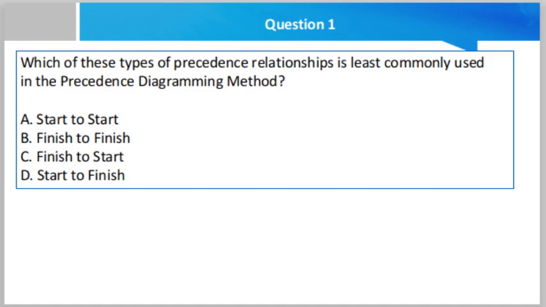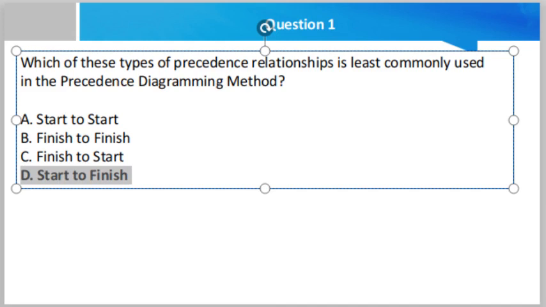So question number 1. Which of these types of precedence relationships is least commonly used in the precedence diagramming method? Options are start to start, finish to finish, finish to start, and start to finish. So the answer is D, start to finish.